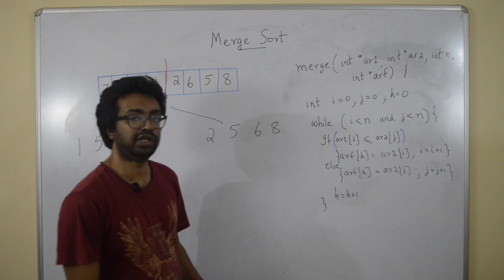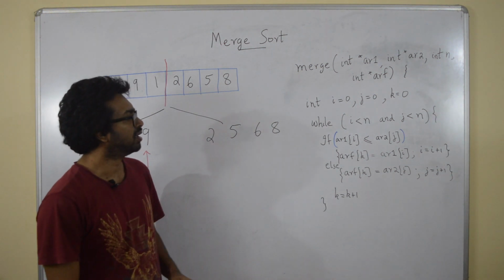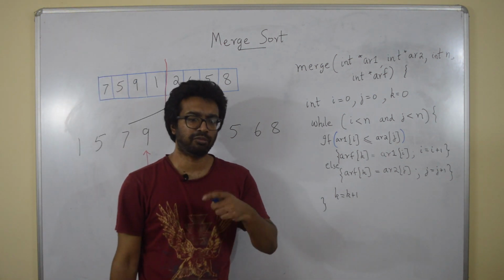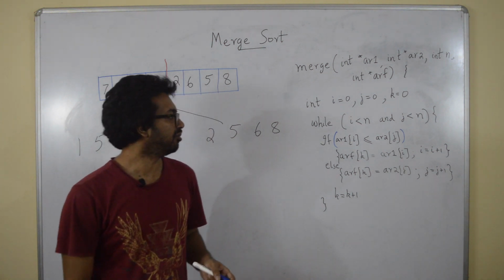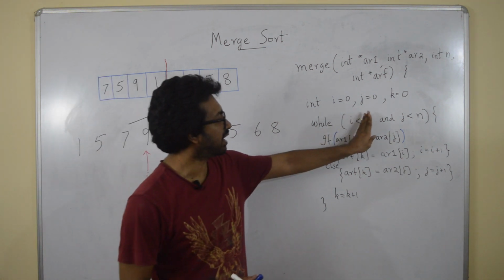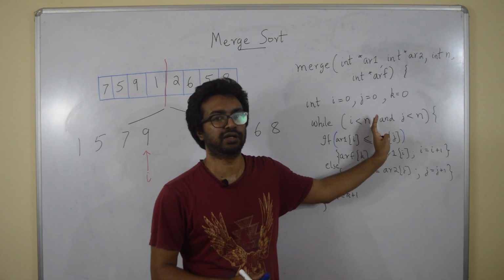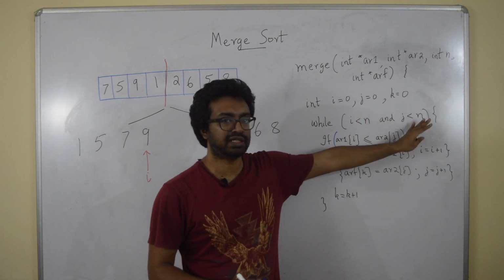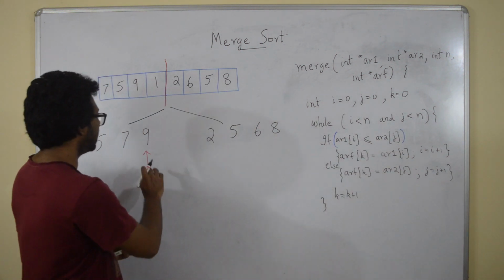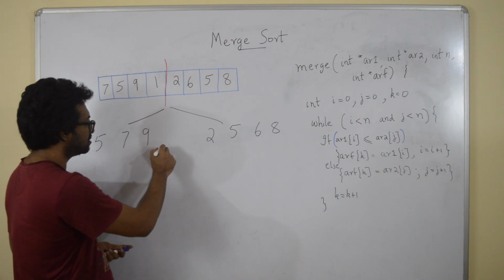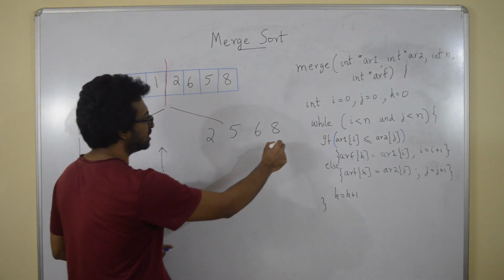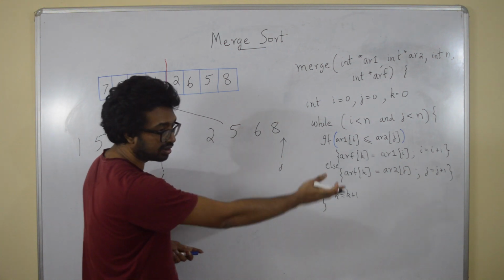So this is the end of the while loop. Okay. Now once you come out of the while loop, what has happened? When you come out of the while loop, it means that either i has reached n, so that is either i has reached here or j has reached here, right? It's moved out.